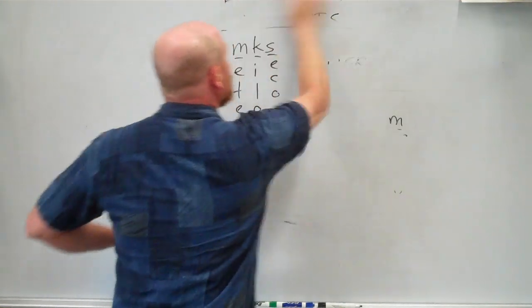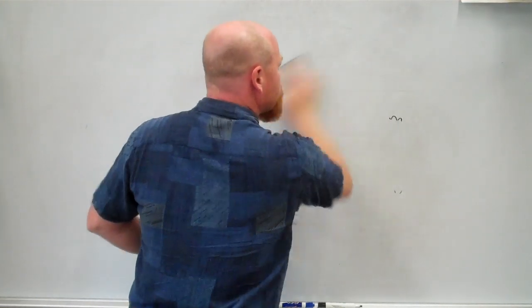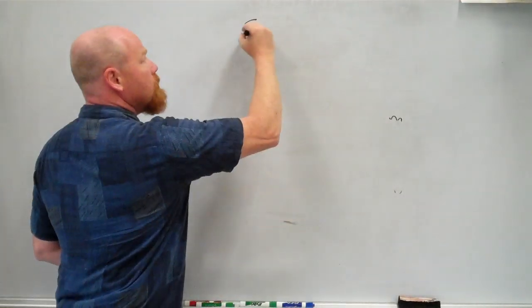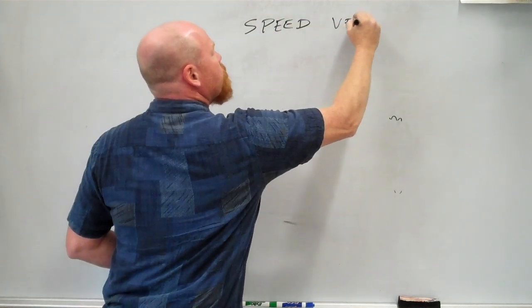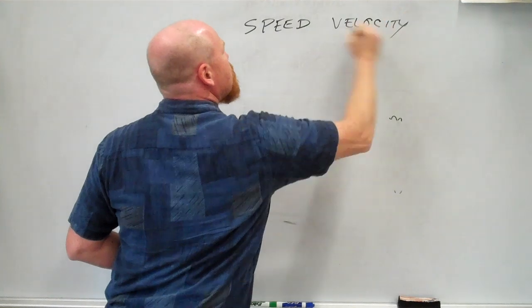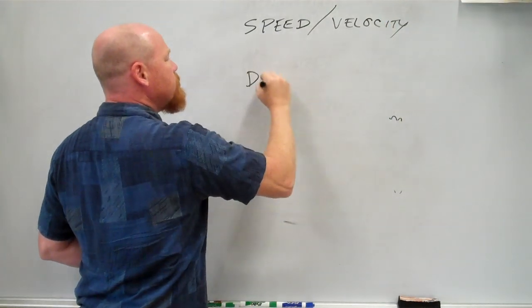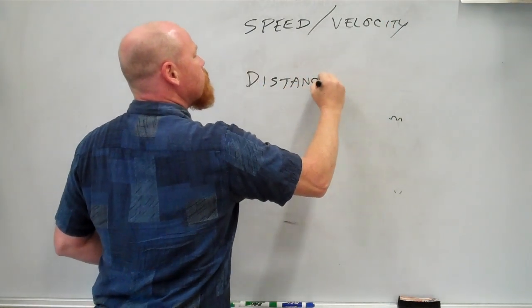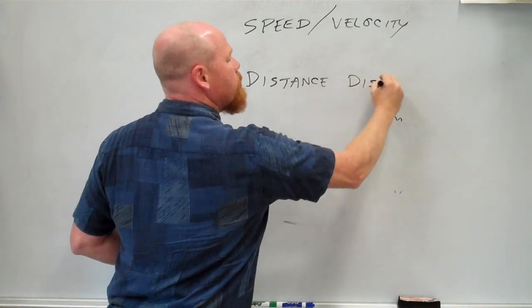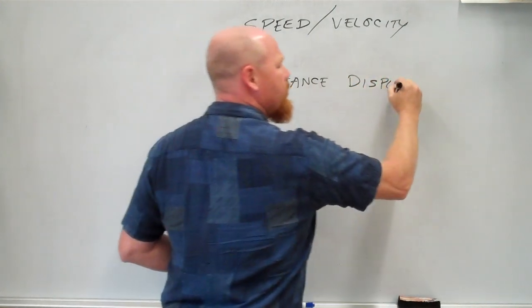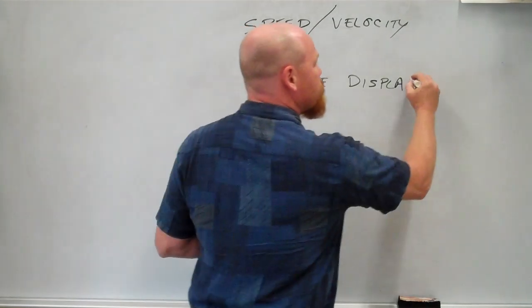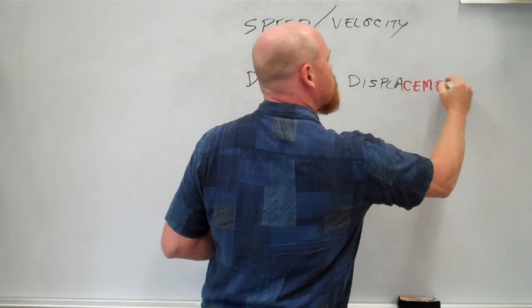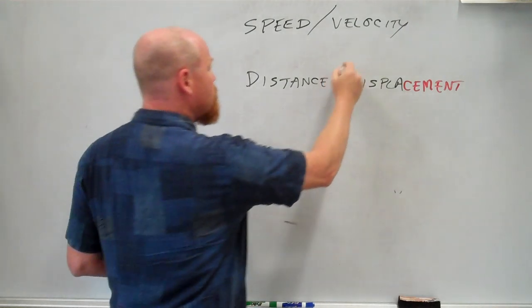Next, speed versus velocity. Velocity, so, and then distance versus, sorry about the squeak of the marker. Mr. Norman would not have that. He would throw that marker like this and grab another one, so I'll do that. Versus displacement. That's what I've heard about him anyway.